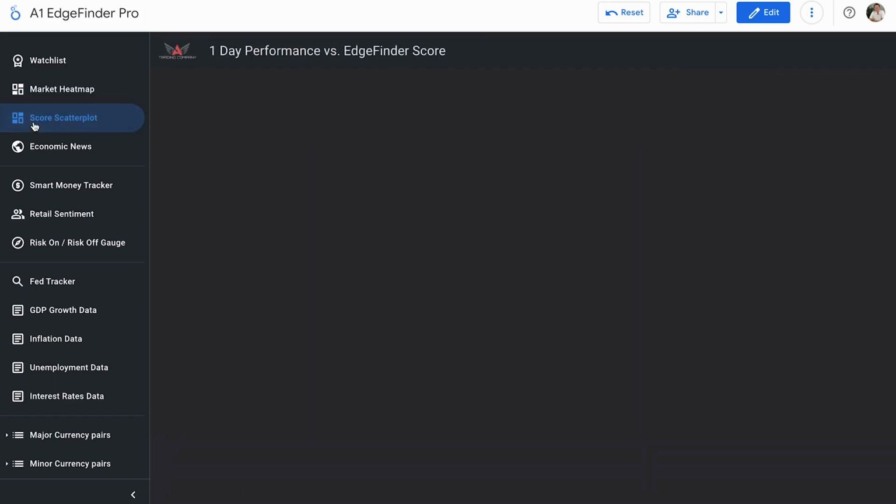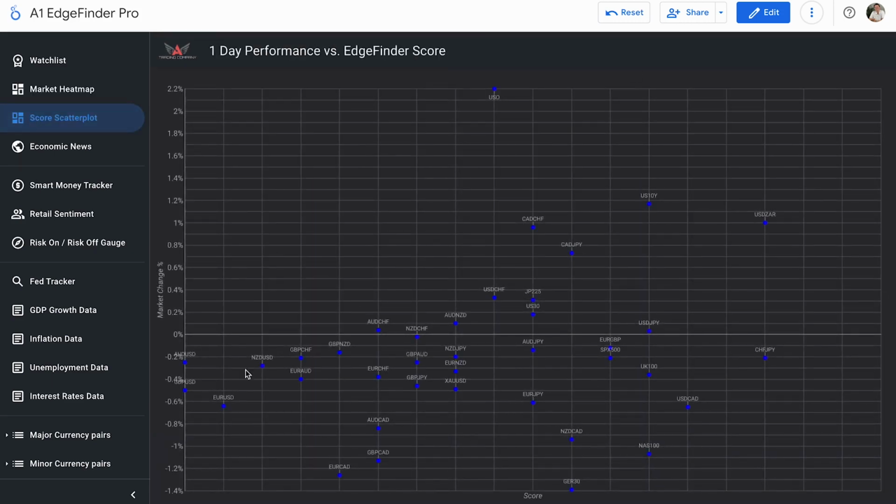We also have the score scatter plot right here, which was also included in the market heat map. So you can see the score that it currently has in the watch list, as well as the percentage change. For example, lower scores down here are sells, and if they are down on the day, the higher scores over here are buys, and if they are up on the day or not. But let's go ahead and hop into the watch list.